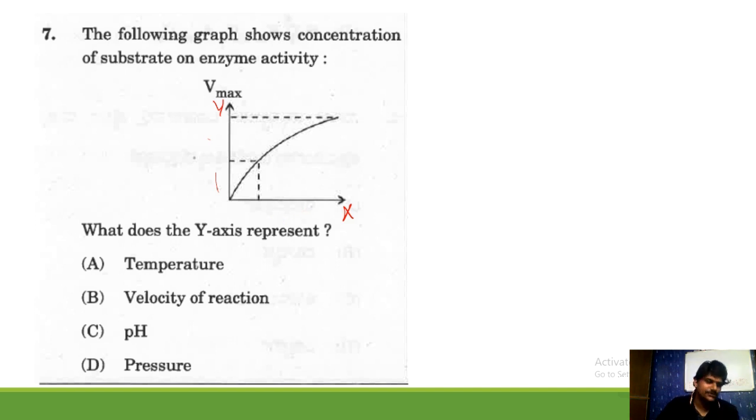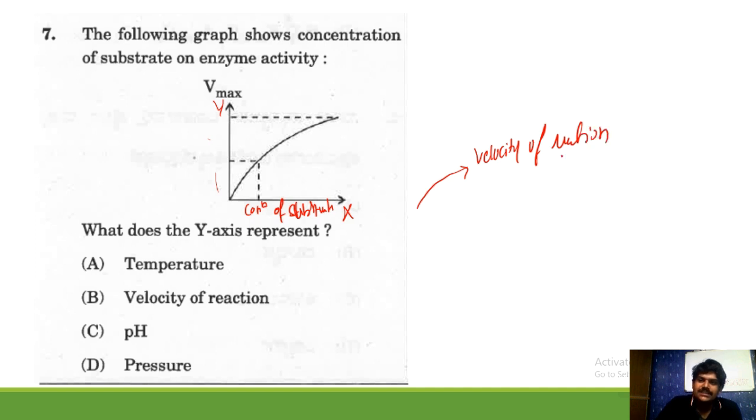So that principle we have to know. It is a direct question. In the x axis it will be the concentration of substrate. The law or the theory says that as the concentration of the substrate increases, not the enzyme, the substrate, there will be an increase in the rate or velocity of reaction.